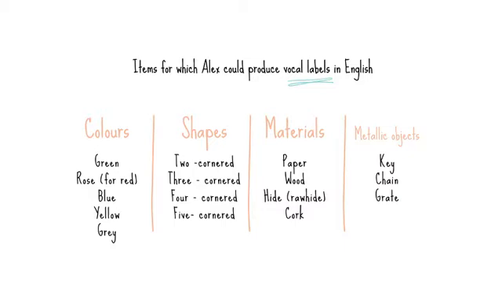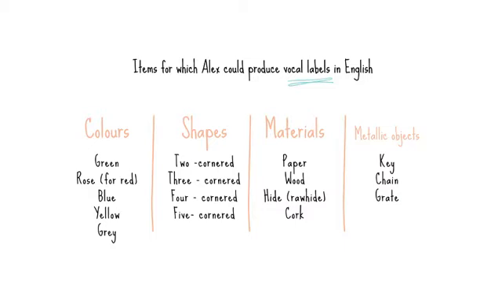Okay. He can already say paper, wood, hide. Rawhide is basically animal skin. Cork, he can say key, chain, grade. Grade is basically steel. So prior to this study, Alex already had a considerable vocabulary as a result of his previous experience as a research subject, for he has learned this over the course of 10 years.